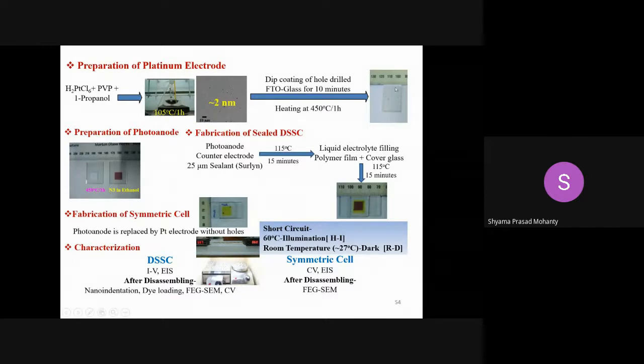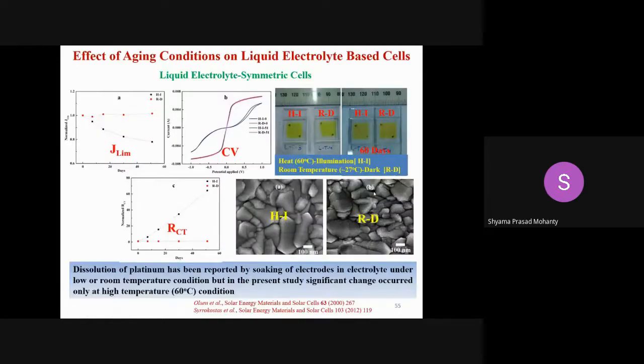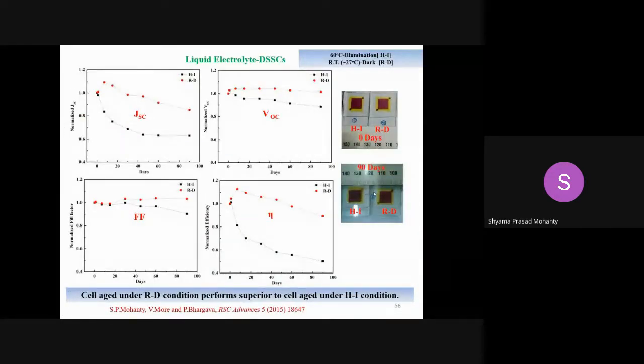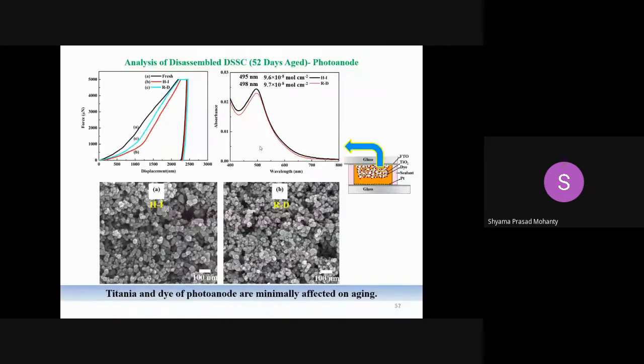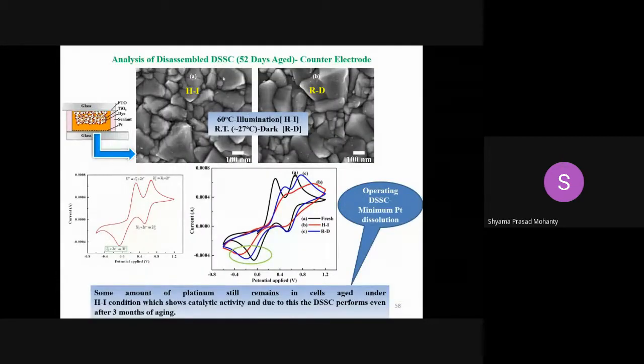Then we put it on this glass, and then we fabricated these DSSCs, and we tested them for long-term stability. And what we observed is that the efficiency decrease over time is due to the dissolution of platinum, because platinum is known to be dissolved in this corrosive iodide triiodide electrolyte on long-term storage, but the dissolution was more in case of heat and illumination as compared to if you store the cells at room temperature in the dark.